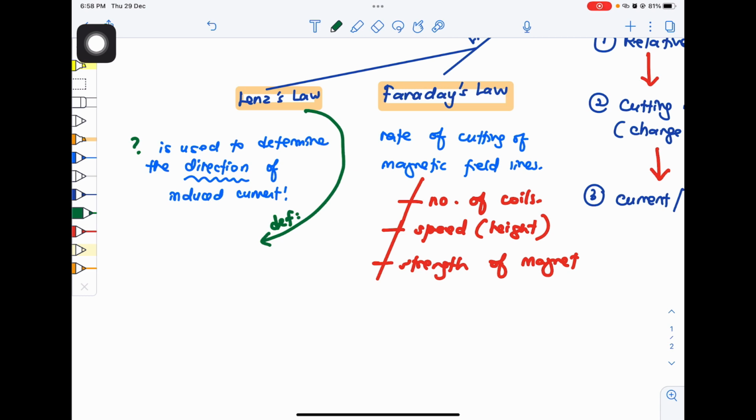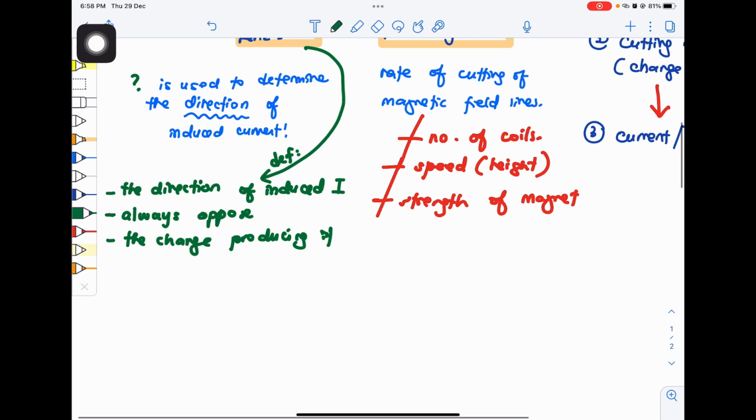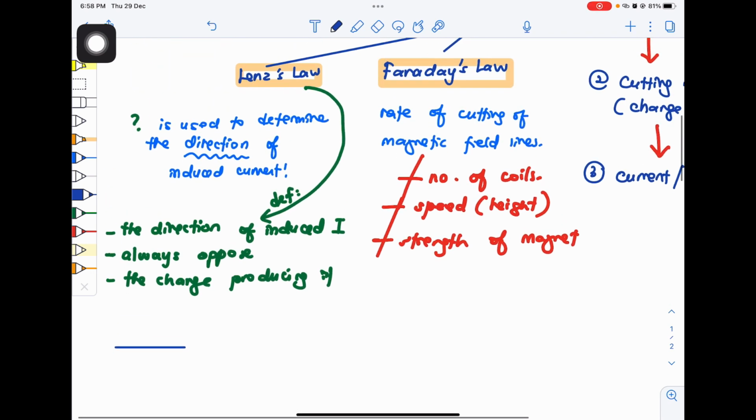It says that Lenz's law states that the direction of induced current is such a way, always oppose the change producing it. Apa tu? Maksudnya macam ni lah. Kita tengok contoh nanti.